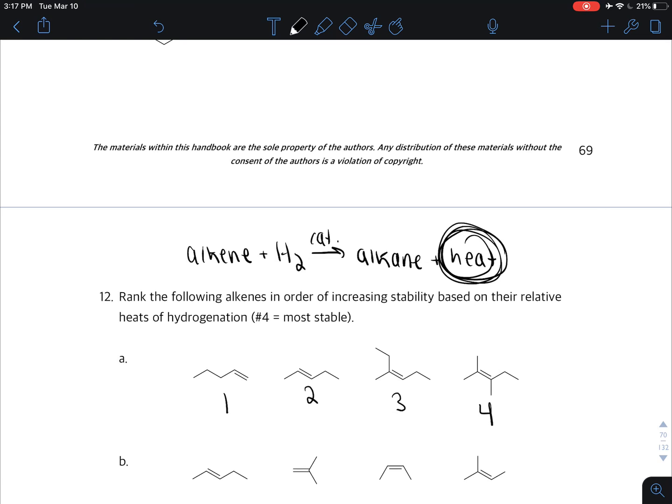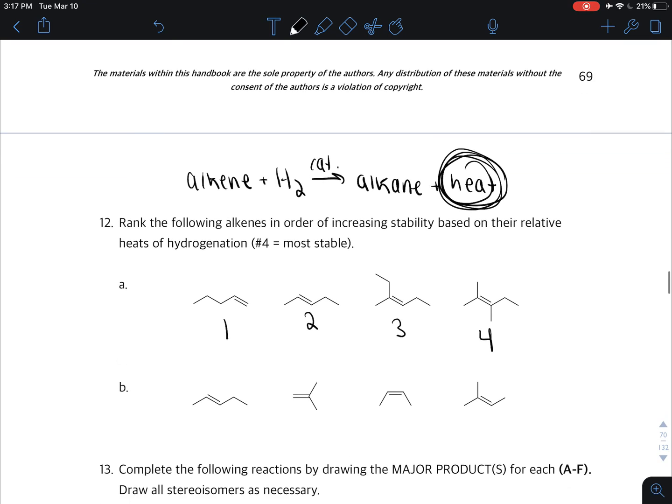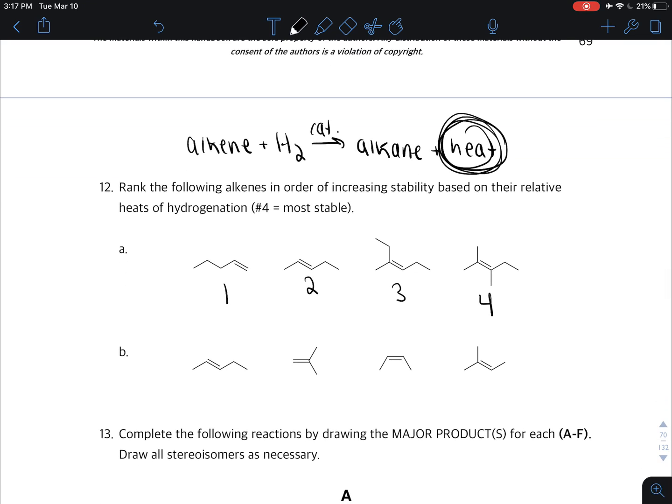Okay, so that's how I would have ranked these. So the smaller the heat of hydrogenation, the more stable it is, so the tetrasubstituted would be the most stable. Okay, so keep going. So we have a trisubstituted right here, and then we have a combination of disubstituted alkenes. Okay, so we have a trans alkene, we have a cis alkene, and we have a geminal.